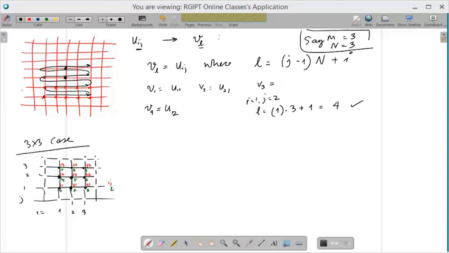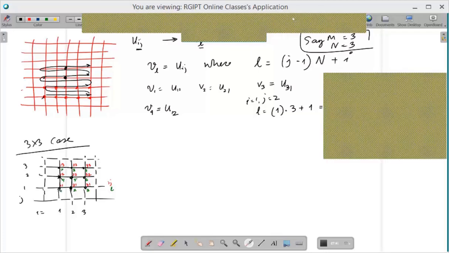So U31. Check that when you put I equal to 3 and j equal to 1, I'll get L equal to 3, because j equal to 1 will cancel this part, and I equal to 3, so L will be equal to I. When j equal to 1, L is equal to I, always. So I have used U31 as U3, which, according to my scheme, is consistent. Is that all right, Amir?